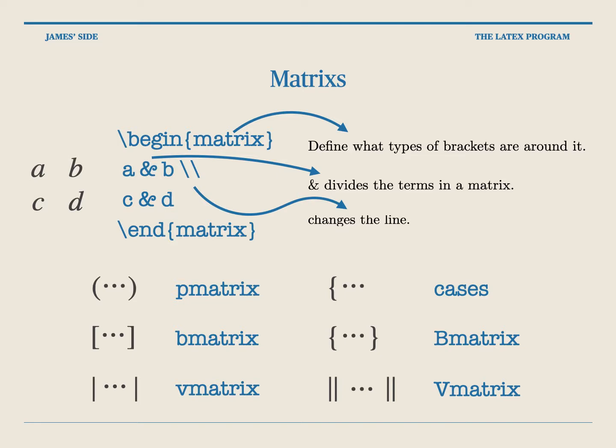Here you have the pmatrix where you have the two parentheses on two sides, and when you're having cases, you're having just one huge bracket on the left, and you also have bmatrix having square brackets, vmatrix having straight bars. They all apply different shapes here.